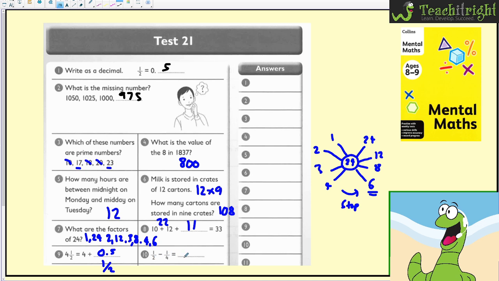A half take away a quarter, well if you visualise that, you've got a half of a cake and you take away a quarter of a cake, you're actually left with a quarter of a cake. So I think you could do that visually. The other way to do it is to think about a half in terms of quarters. So 1/2 would actually be 2 quarters. And then if you did 2 of something, take away 1 of something, you're left with 1 of something. So having 2 quarters, take away 1 quarter, leaves you with 1 of those quarters. That's another way of thinking about it if you don't like the visual approach.